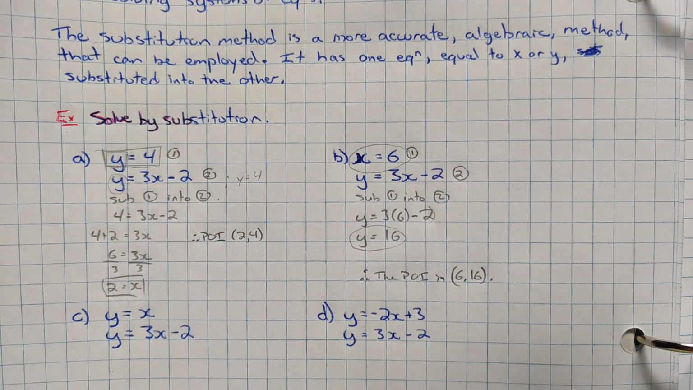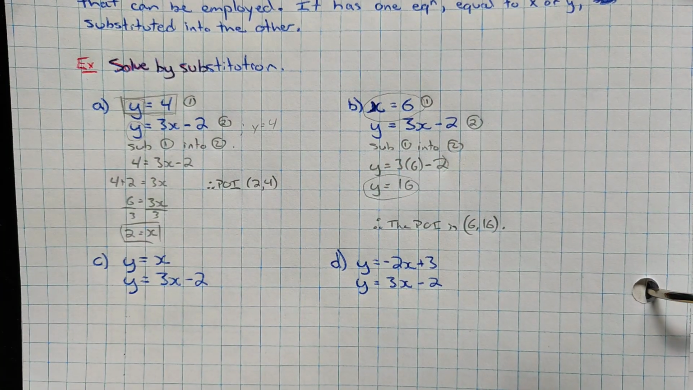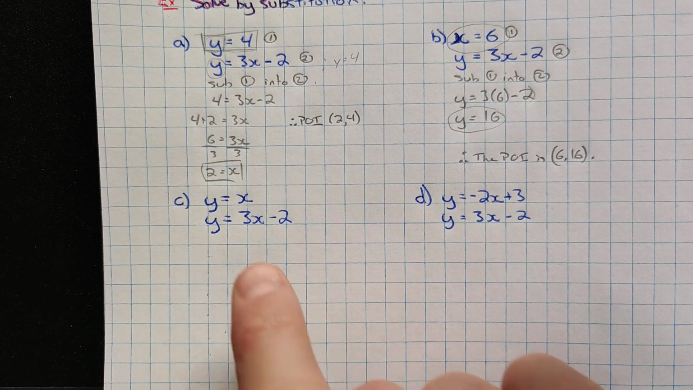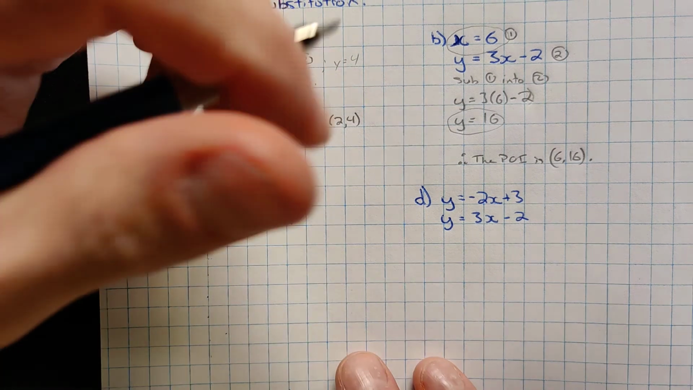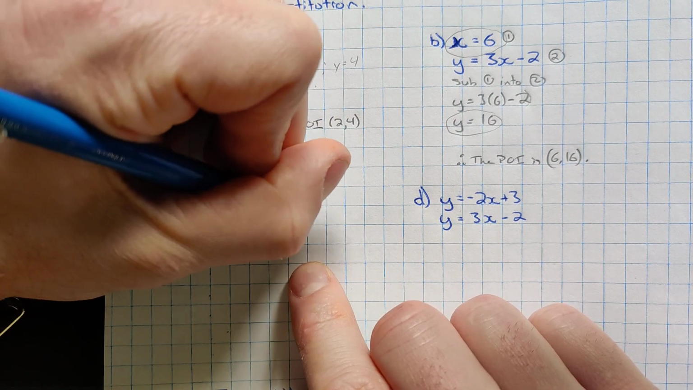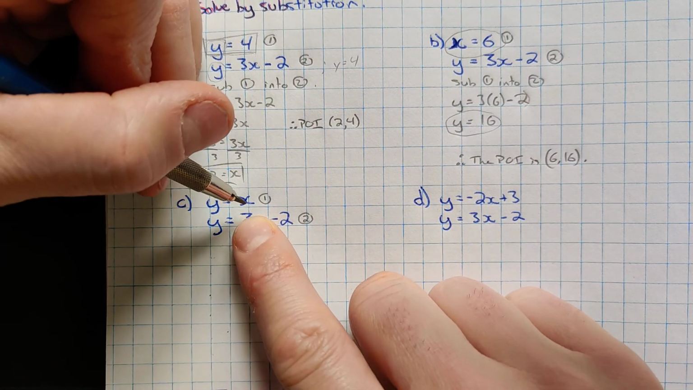Now, let's amp it up. Here we've been subbing in a number. Now we're going to sub in a letter. Here I have y equals x. So y equals x. x is just a variable, meaning it's some number. We don't know what number yet.